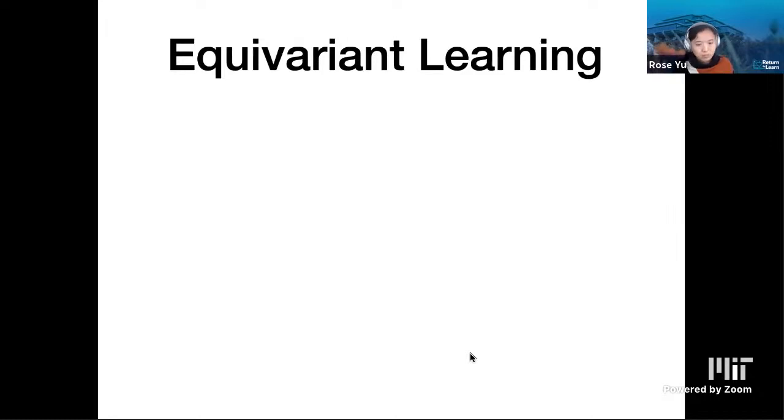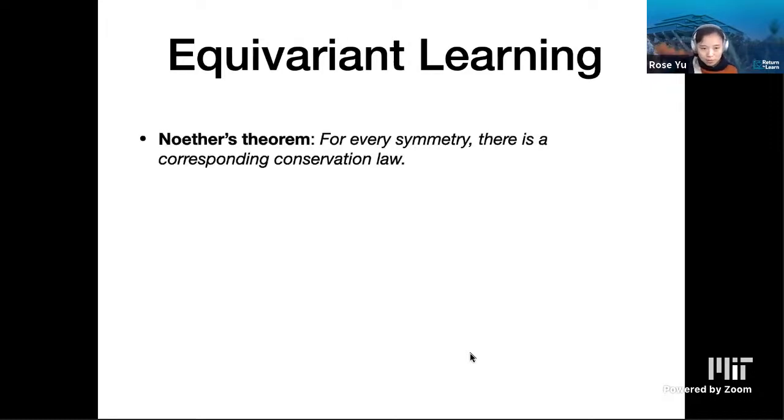So the last one, right, of how we can combine physics and machine learning is something I'm quite excited about. And this is the idea of equivariant learning. So we know that a large part of physics is built on the fundamental principles of symmetry. So the question is, how can we encode symmetry into deep neural networks so that we can preserve the physical quantities that we want? There is this beautiful theorem, Noether's theorem, that connects symmetry with conservation laws, which says for every symmetry, there is a corresponding conservation law.